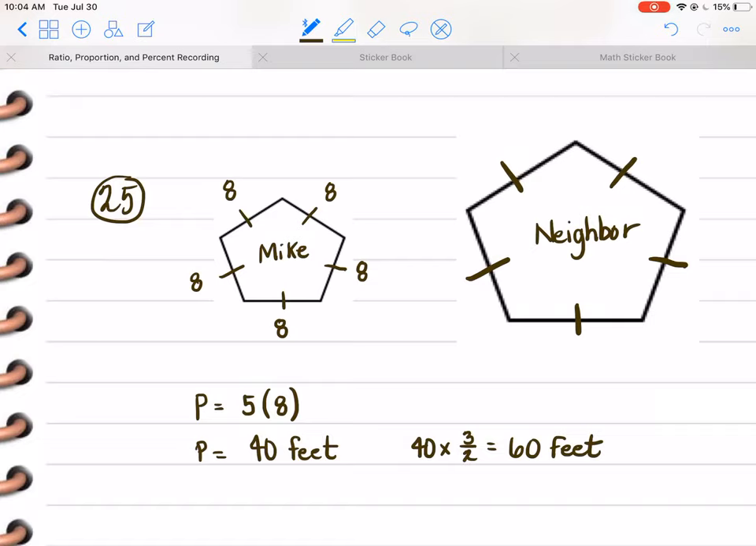So that's the answer. But I do want to show you how to find the sides. If you had to do that, you would say 60 divided by... I'm sorry, I'm ahead of myself. 60 divided by 5 sides is 12. So this would be 12, 12, 12, 12, and 12. But they wanted to know the perimeter of the neighbor's garden. So that is C, 60 feet.